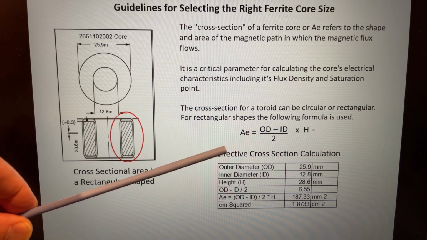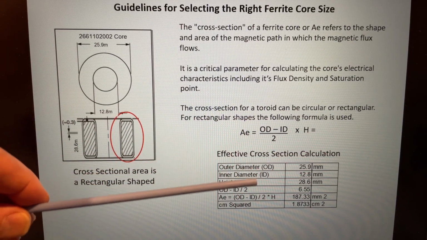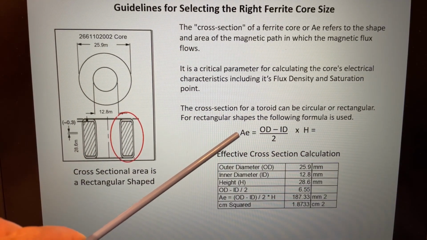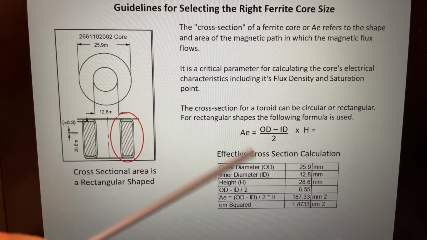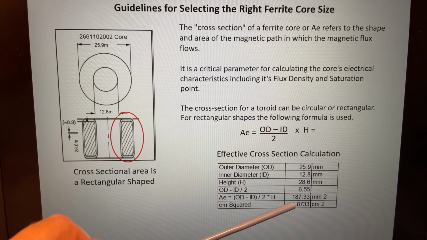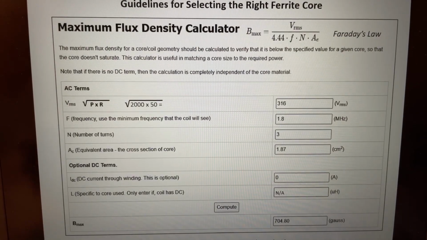Okay, so you take basically the OD minus the ID, divided by 2, multiplied by the height, and that gives you the cross-sectional area, which is given as AE. Okay, so here it is in millimeters squared, here it is in centimeters squared. So why is that important? Let's take a look at that.